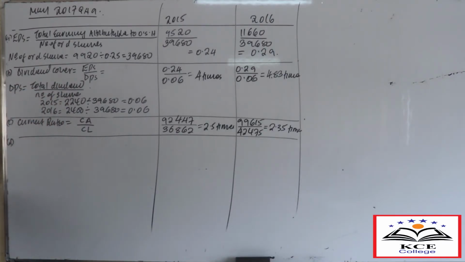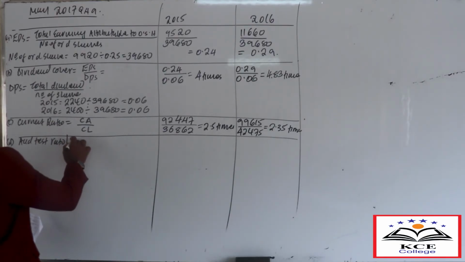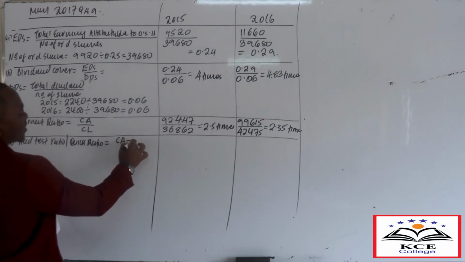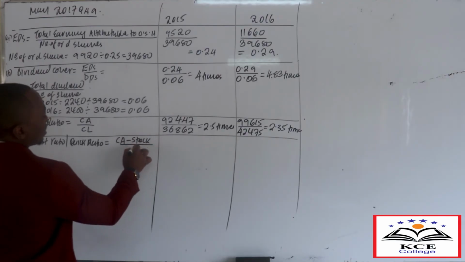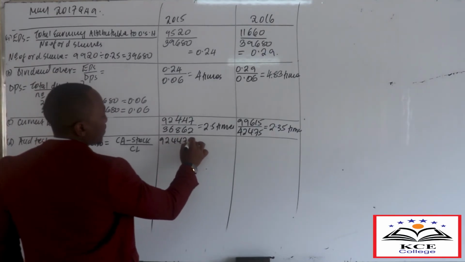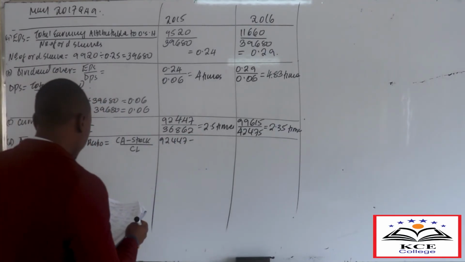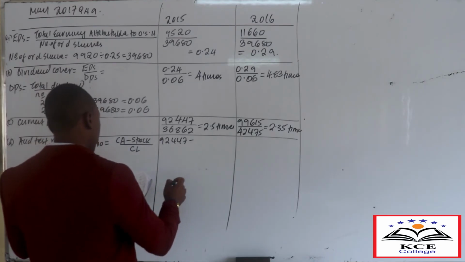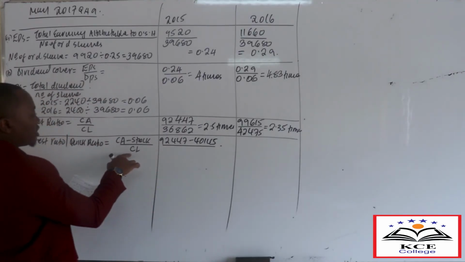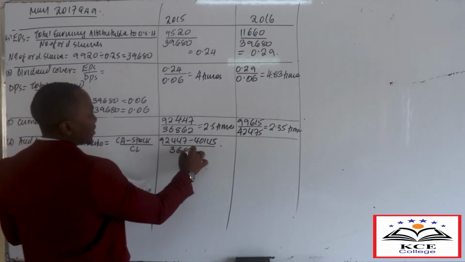Then number 4, number D, we have to compute the acid test ratio. We say that acid test ratio is the same as the quick ratio. And how do we get the quick ratio? It is the current asset, but you deduct stock, and you divide by the current liability. So it's 92,447. Then you deduct stock. Stock for 2015 was an amount of 40,145. Then the current liability does not change. We had an amount of 36,862.